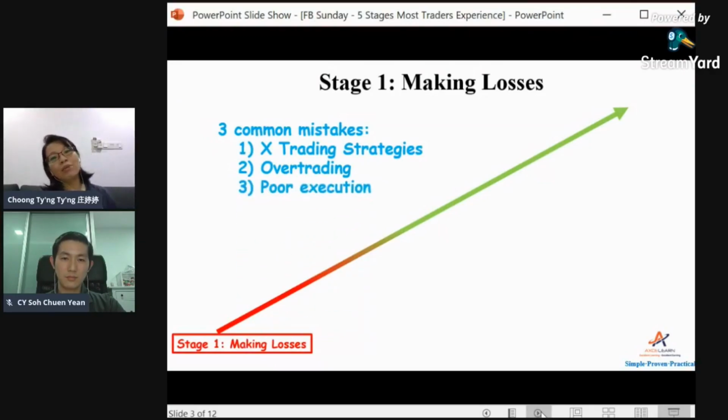Now, the third common mistake is poor execution. Poor execution encompasses many areas. One example is that maybe you do not have a cut loss, you are overconfident, sometimes you tend to overtrade, or sometimes you tend to follow your friends. For example, sometimes this is not the time that you need to go in, but you're scared of losing an opportunity, so you rush into the market.